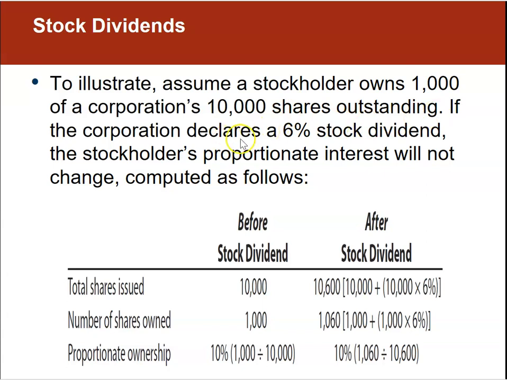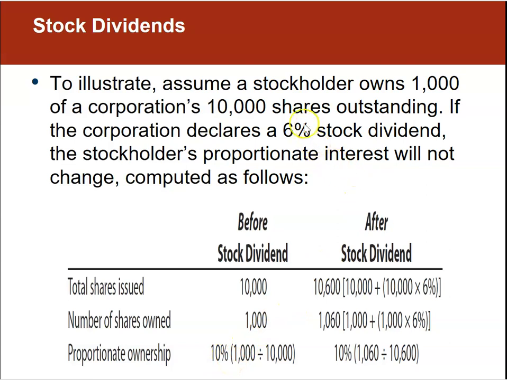If the corporation declares a 6% stock dividend, the stockholder's proportionate interest will not change. So before, there were 10,000 shares total. They owned 1,000 of them, and 1,000 divided by 10,000 gives them proportionate ownership of 10%.